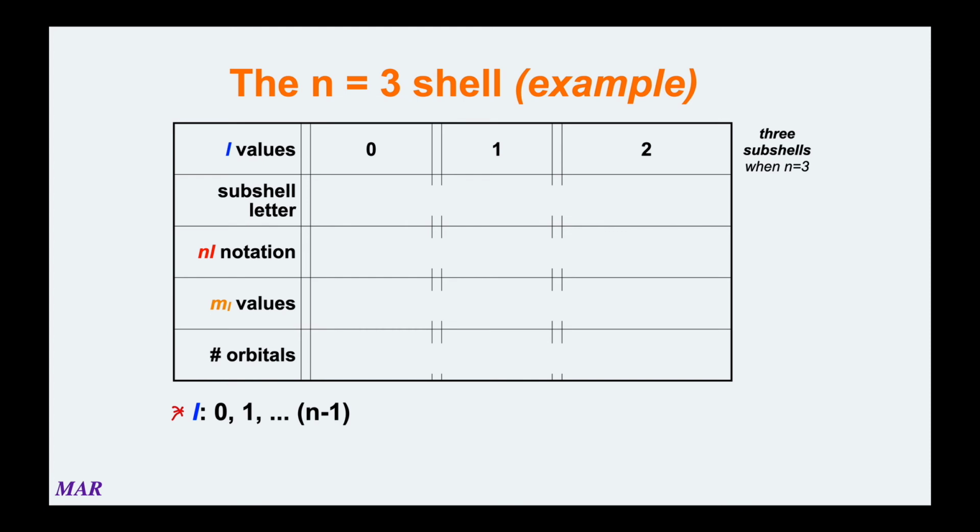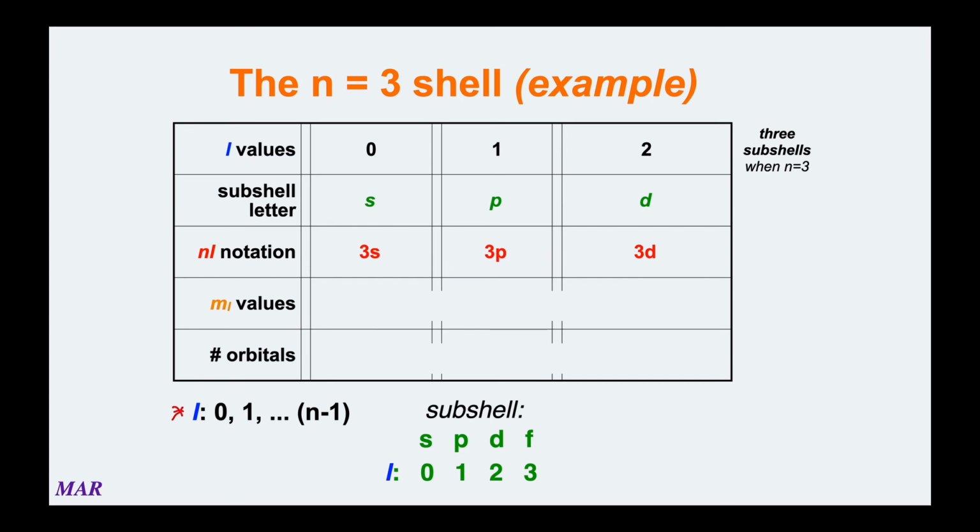Now, each one of those L values has a letter, and it goes s, p, d, f, g, h. After that, s, p, d, f are honestly the most important ones. So L equals 0 is s, L equals 1 is p, L equals 2 is d, etc. So for nL notation, which is n number first followed by the letter L, you would have 3s, 3p, and 3d. That would be the way to designate the different subshells from each other. Now, m sub L has to do with the number of orbitals, but we're just looking for the raw numbers here of m sub L.